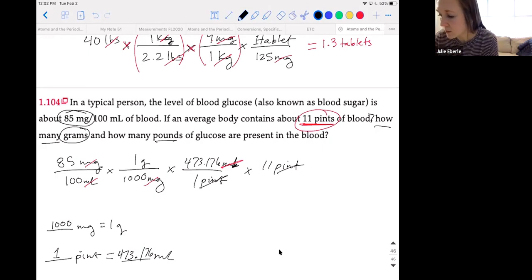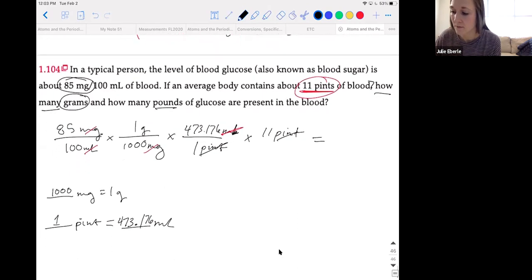So pints will cancel. So now you do 85 divided by 100 divided by 1,000 times 473.176 times 11. So I definitely consider problems like this complex conversion problems. For sure, expect something like this on an exam. Okay, how many grams? Anybody got it? 4.4 grams of glucose.